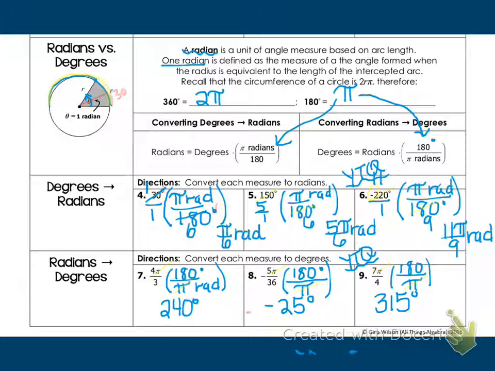All right, thanks for giving that one a try. 7 pi over 4, or 7/4 pi, is equivalent to 315 degrees. Okay, let's turn the page.